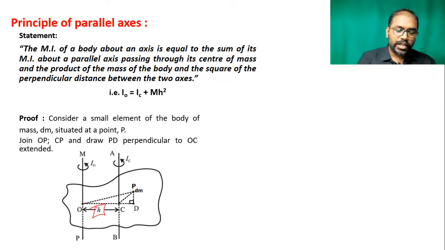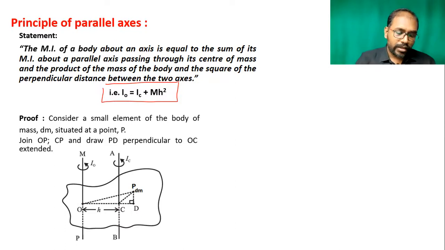So all the terms are known to you. IO means the moment of inertia of the body about any axis. O is any point. IC is the moment of inertia of the body about an axis passing through the center of mass. M is the mass of the body. H is the perpendicular distance between two parallel axes, and we use its square. Now this equation you have to write in words, then you will get the statement for the parallel axis theorem.